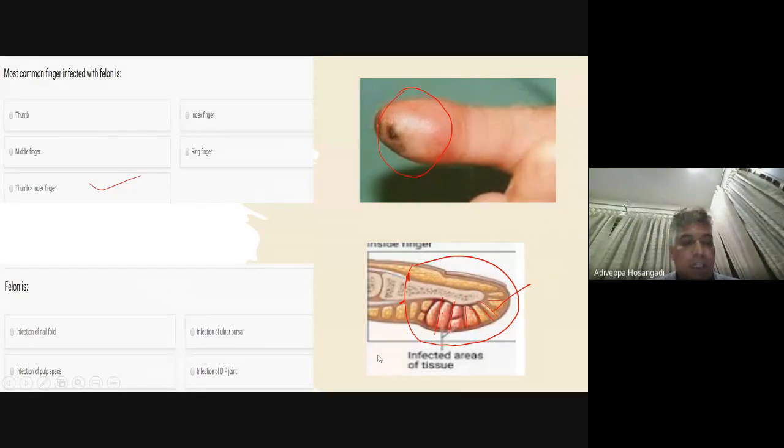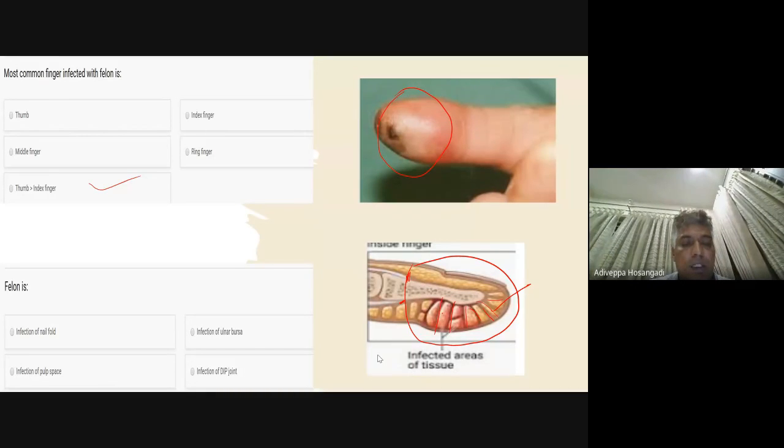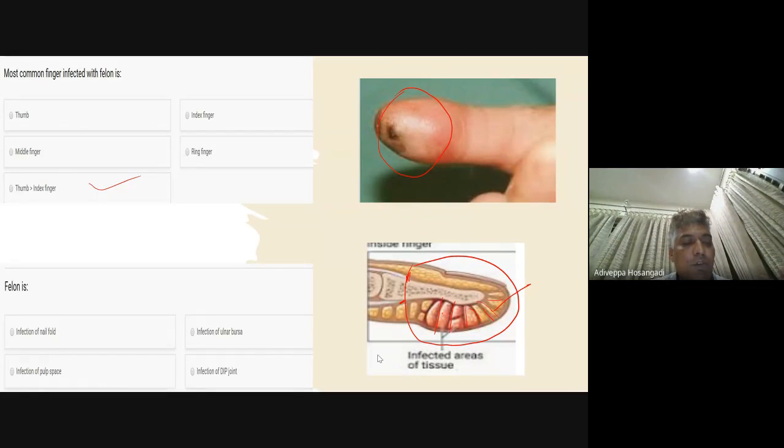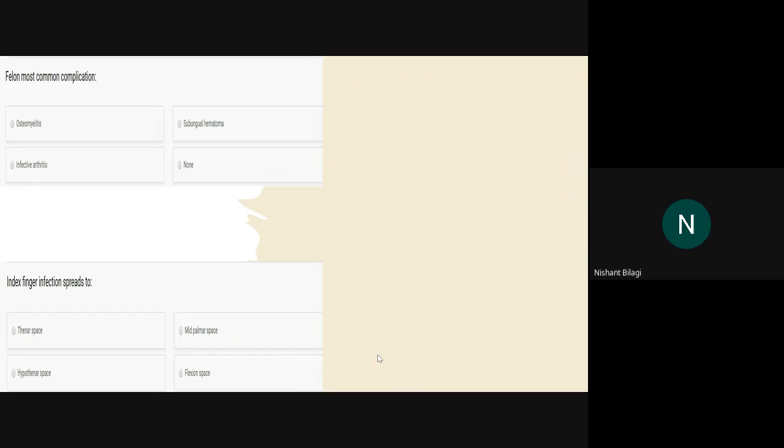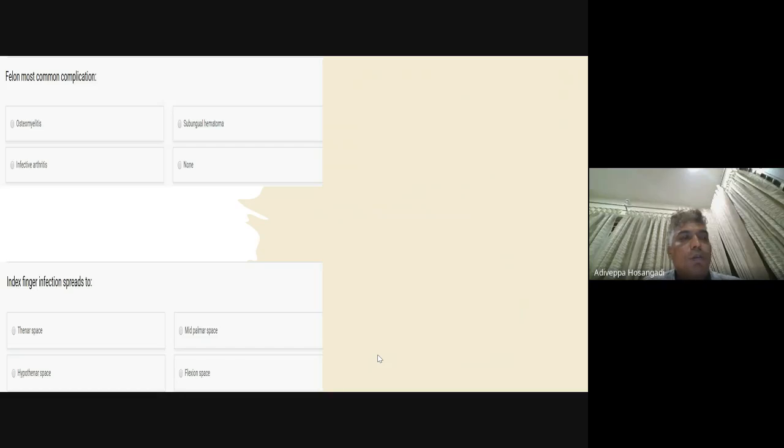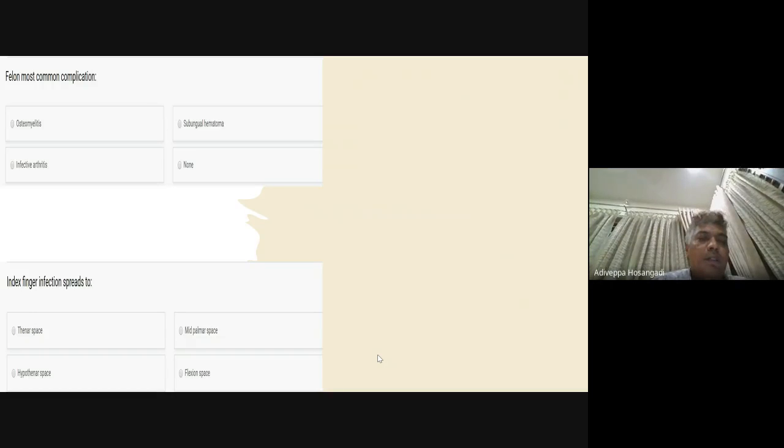Felon is infection of nail fold, infection of ulnar bursa, infection of DIP joint, or infection of the pulp space. It's a no-brainer. Anybody can answer? Answer is pulp space. Very good. Felon most common complication is? Sir, osteomyelitis, sir. Very good. I did not go much into that.